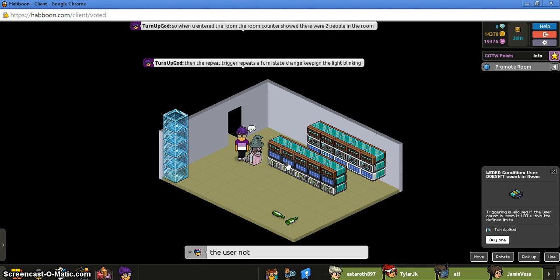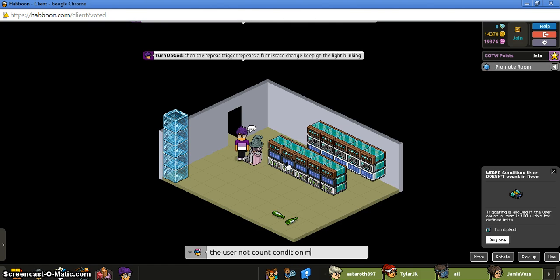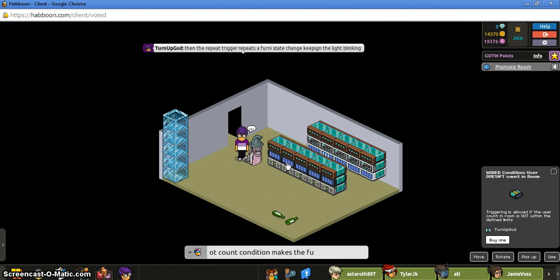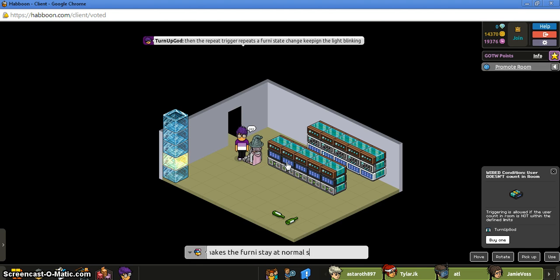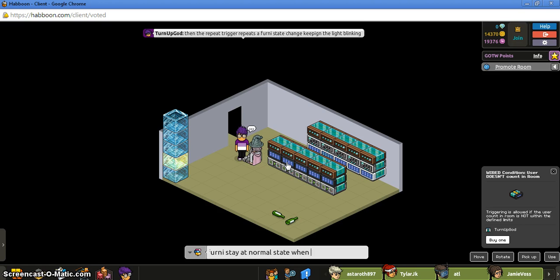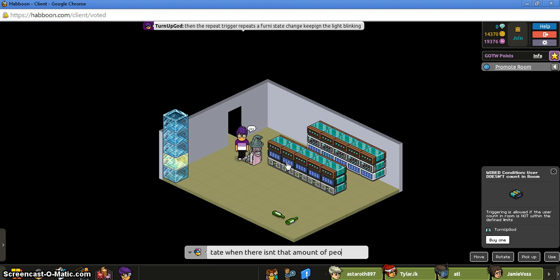User count condition makes the furni stay at normal state when there isn't that amount of people in the room.